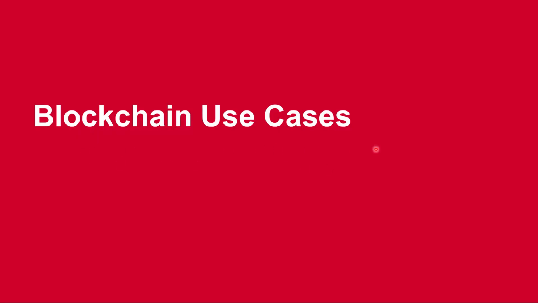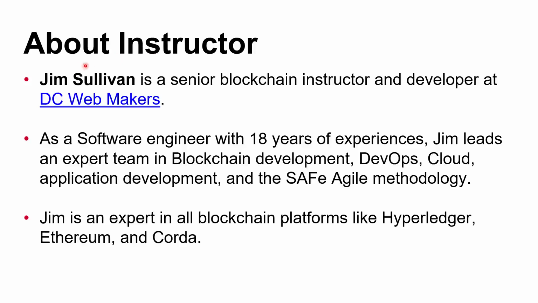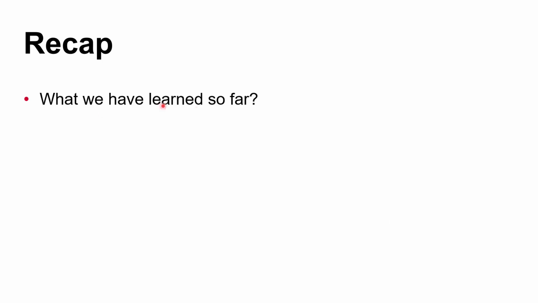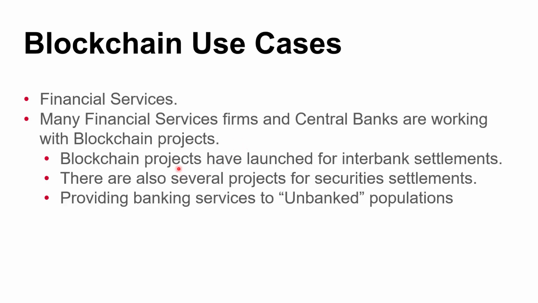This is blockchain use cases. Just to recap information about our instructor and what we have learned so far. So far we looked at the regulatory environment for blockchain. We looked at cryptocurrencies. We looked at smart contracts, and we looked at distributed application development. We also looked at the blockchain network, and we looked at the hashing and blockchain mining, blockchain types as far as public and private. And now we're moving on to blockchain use cases.